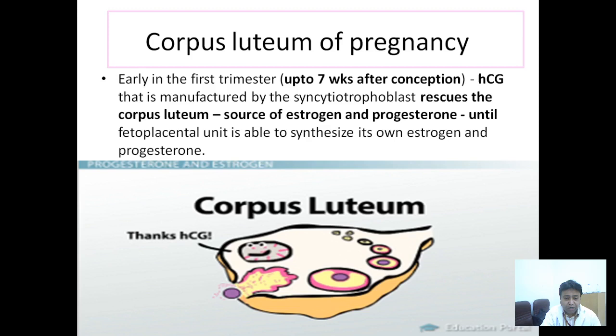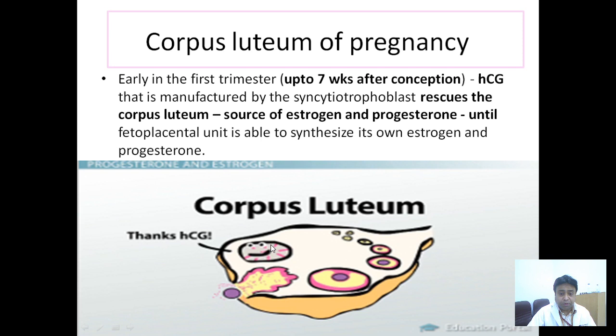So early in the first trimester, about 7 to 10 weeks, the HCG that has been manufactured by the syncytiotrophoblast rescues the corpus luteum so that the corpus luteum doesn't die off. As I mentioned, the corpus luteum cannot survive too long. Its lifespan is about 7 to 10 days. If the corpus luteum is not allowed to survive beyond that, it undergoes a process known as luteal demise, or the corpus luteum dies off, and the progesterone and estrogen released by the corpus luteum are compromised.